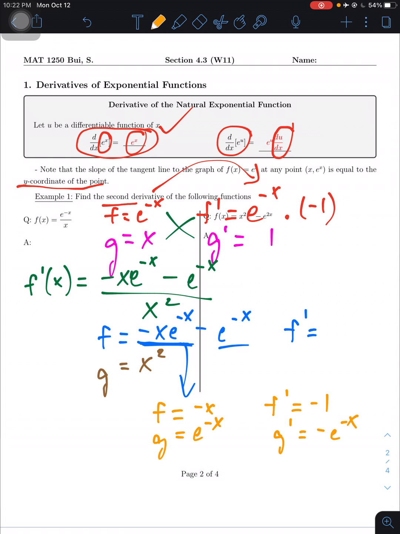Okay, and because I told you that this is the product rule, we're going to multiply them and then add them in between. So it goes like f prime g, which is negative e to the negative x, plus f g prime, which is x e to the negative x. So this whole thing in here is the derivative of just this part.